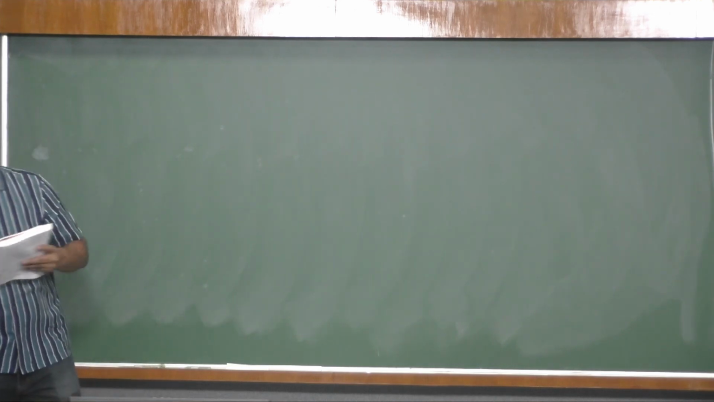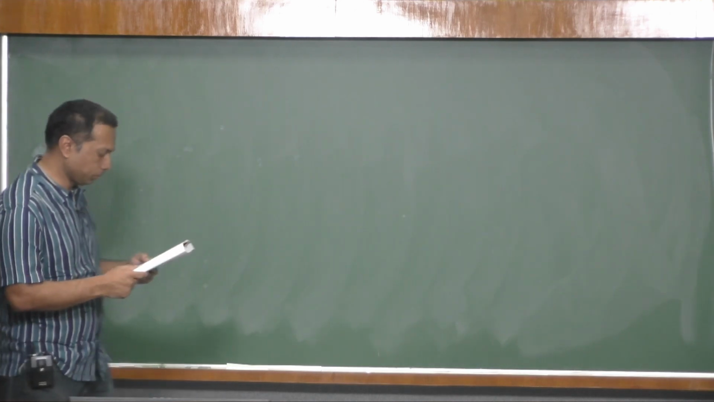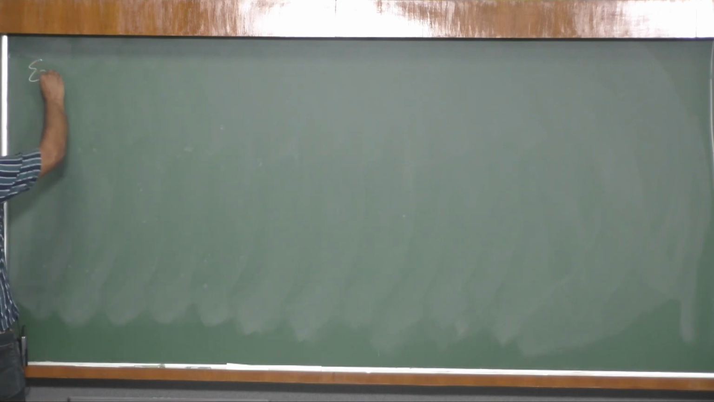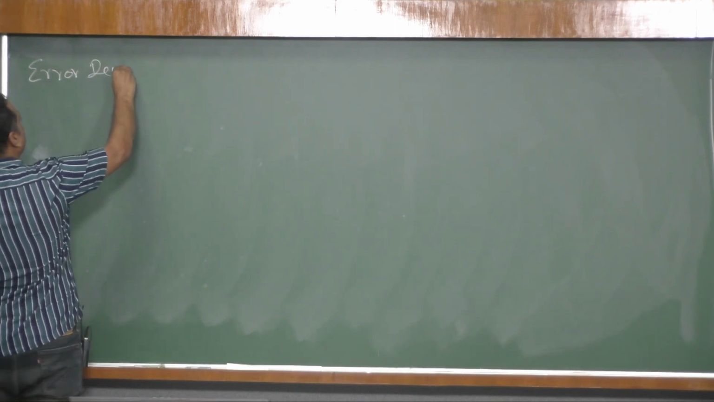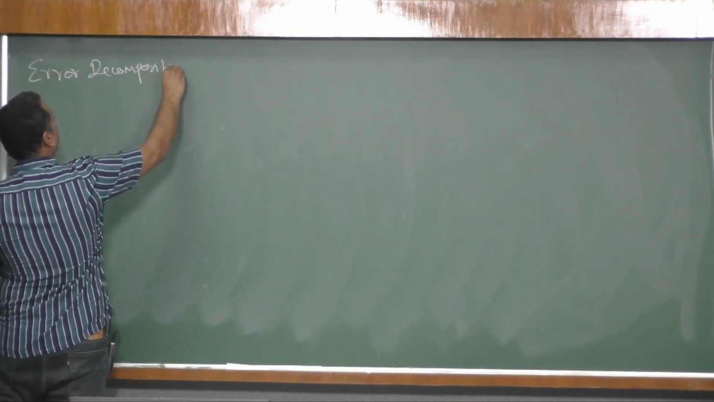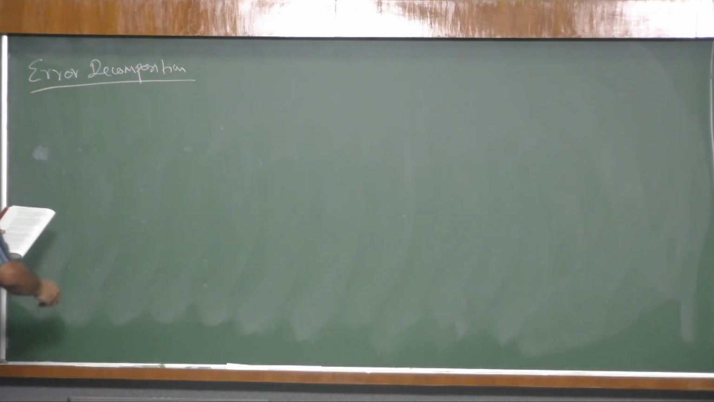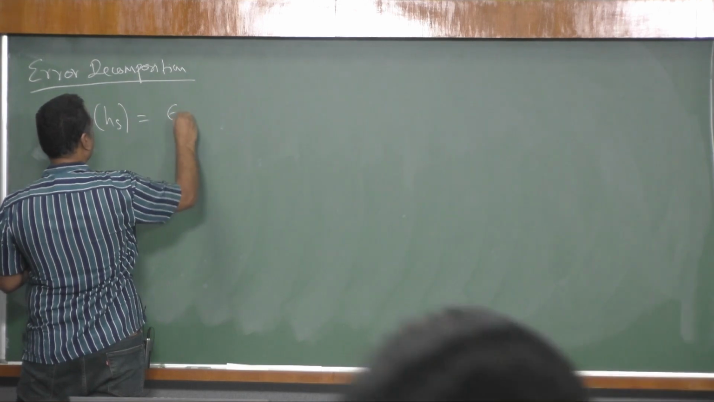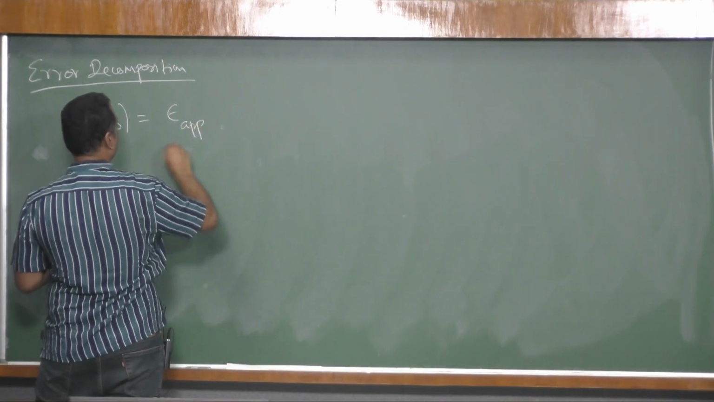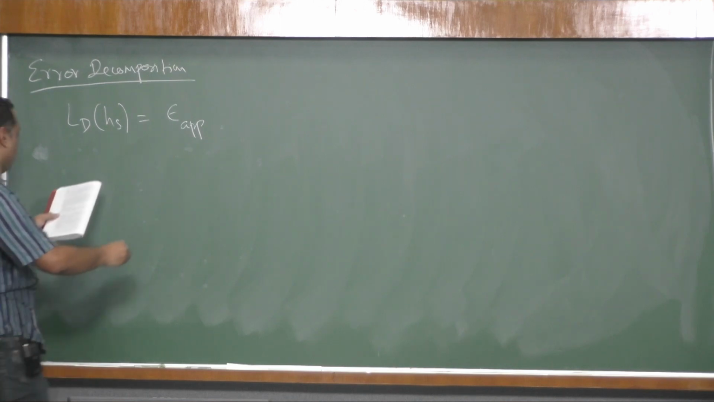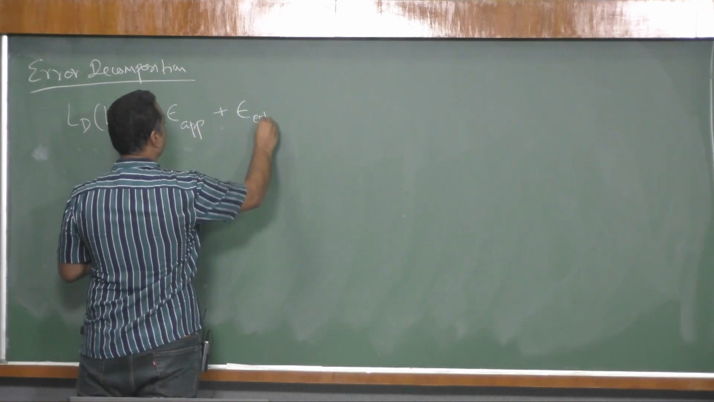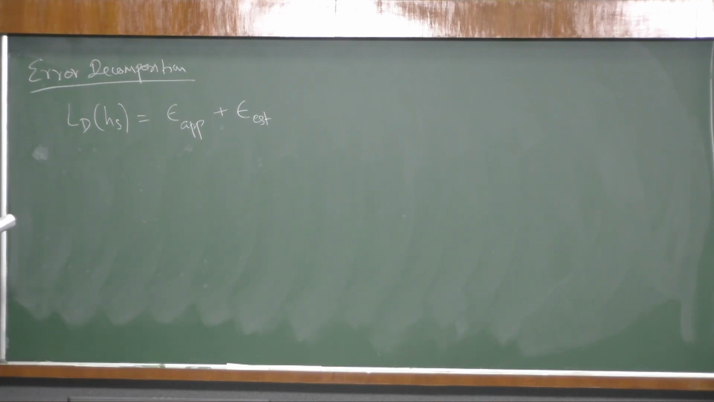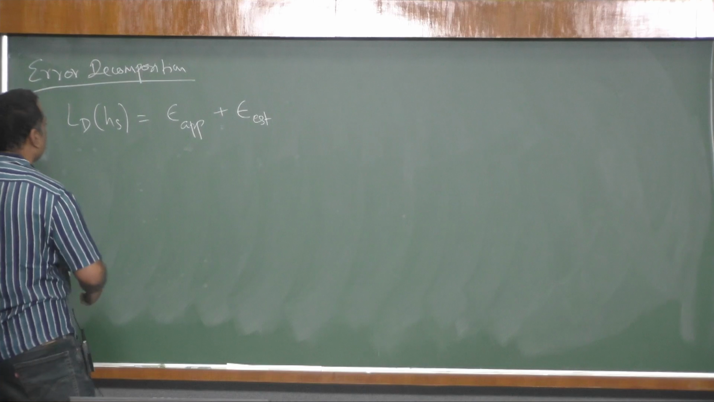When we do machine learning, the error can be decomposed into two parts. I can write the error decomposition for a machine learning problem. I can write the error L_D(h_S) as the approximation error, which is denoted by epsilon APP, and the estimation error, which is denoted by epsilon EST. So this first one is the error that I make while I choose the hypothesis. So this is the approximation error.